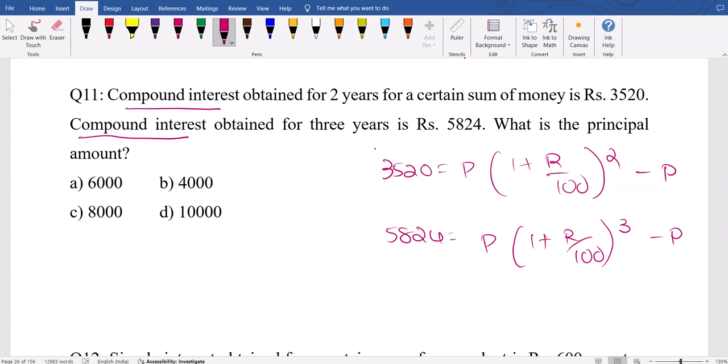So solve this equation, or else use the options. Rate of interest can be found using the options. You can try in that way also. You can add, and it should be some whole square. Adding 6,000, 9,520, 7,520, 11,520, 13,520.